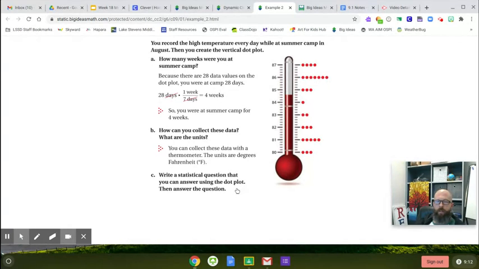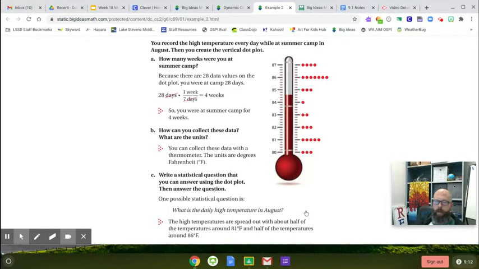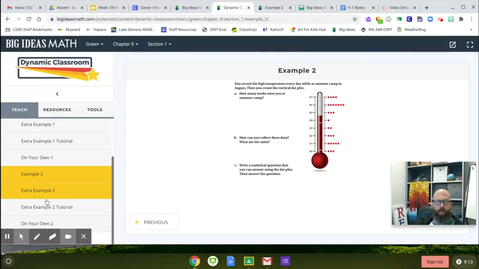Write a statistical question that you can answer using the dot plot, then answer the question. So one possible statistical question is, what is the daily high temperature in August? The high temperatures are spread out with about half the temperatures around 81 degrees and half the temperatures around 86 degrees. So 81's down here. So we're saying around 81 would be 3, 6, 7, 8, 9, 10, 11. Okay. And then around 86 would be the same amount. They're kind of around that temperature. Okay. Notice this one doesn't have any gaps, but it does have a peak and maybe a cluster right here, another cluster down here. All right, let's take a look at another one.